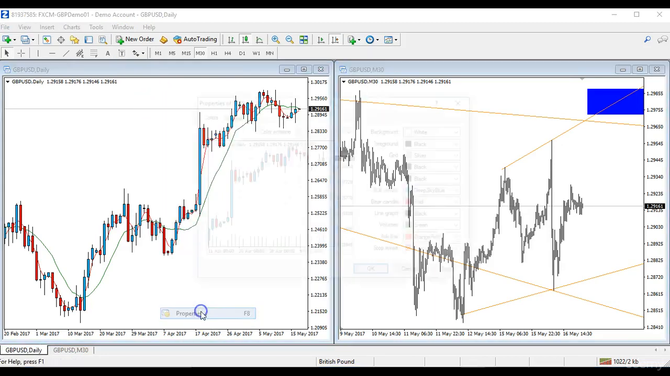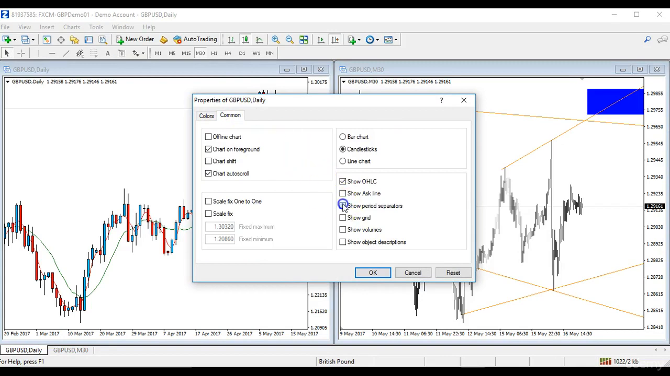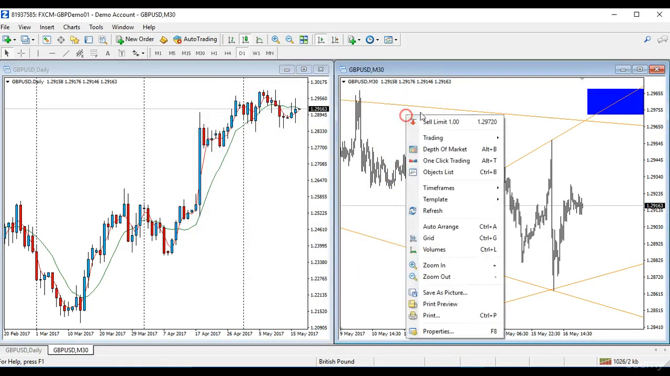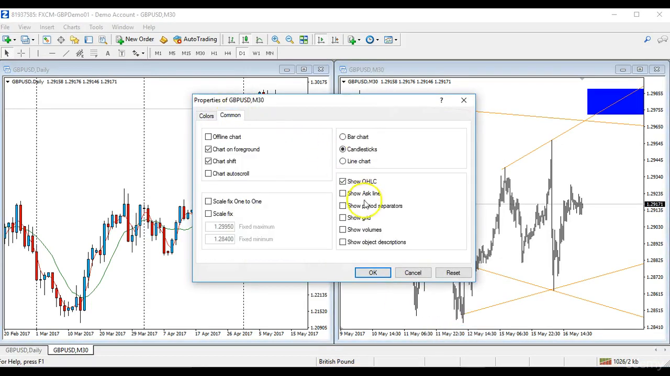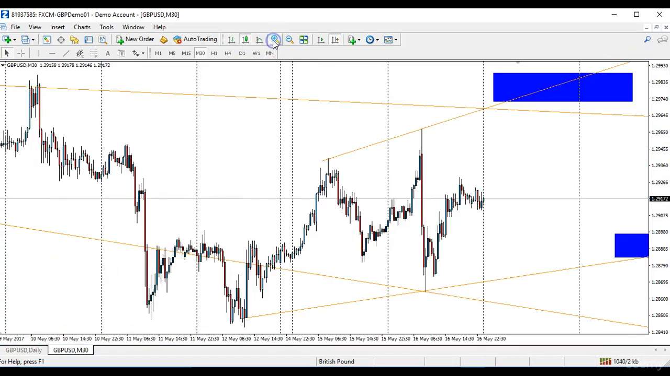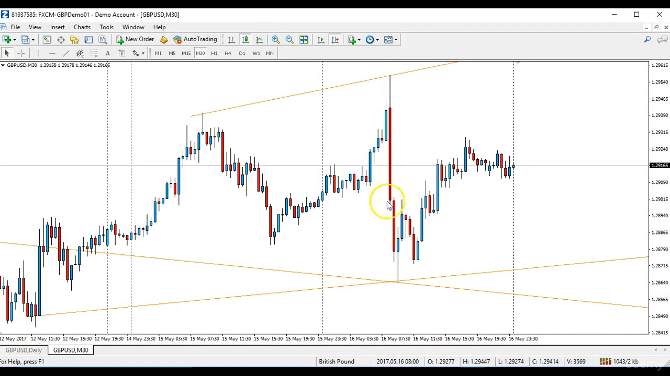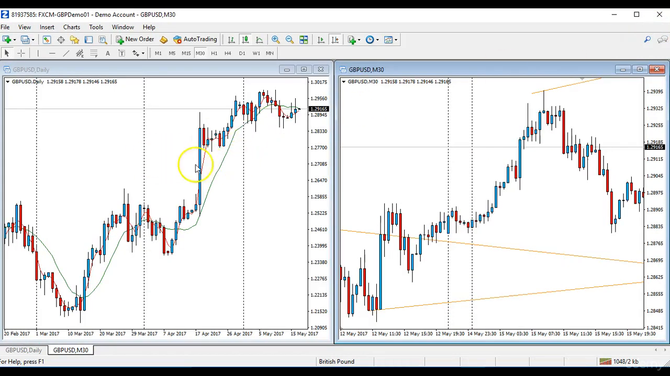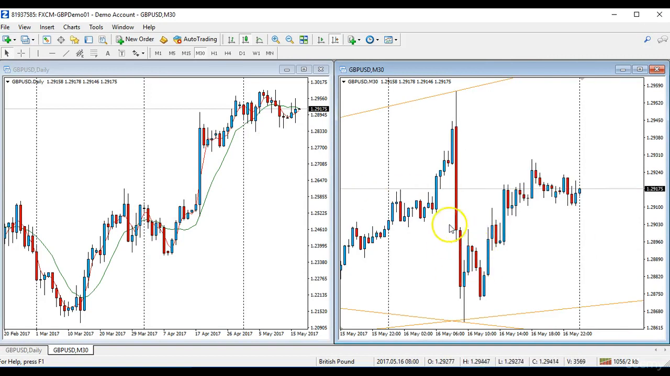If I go to properties and put the period separators in, and do the same for the 30-minute chart, the 30-minute chart's separators are each showing a period of time of 1 day. So all these 30-minute candles here designate 24 hours, okay? And on the daily chart, this designates a whole month. So this is April, this is May, and this is the 16th of May. So this 30-minute chart here is represented by what happened yesterday.